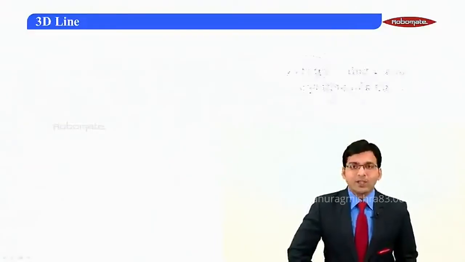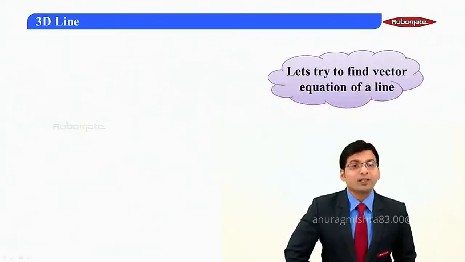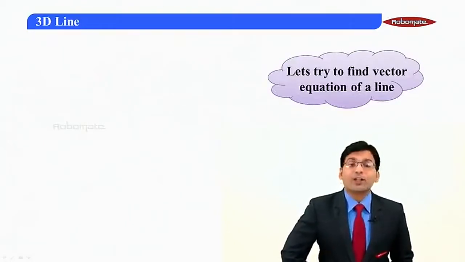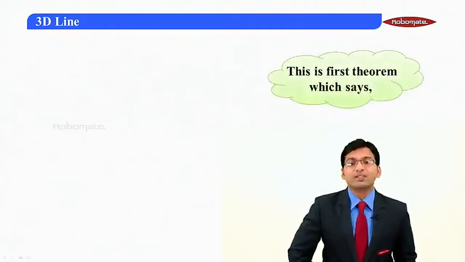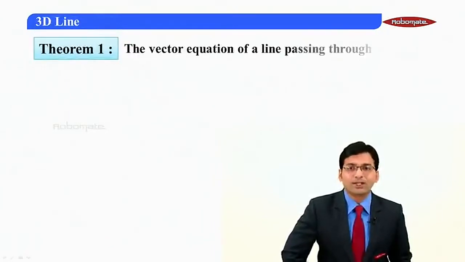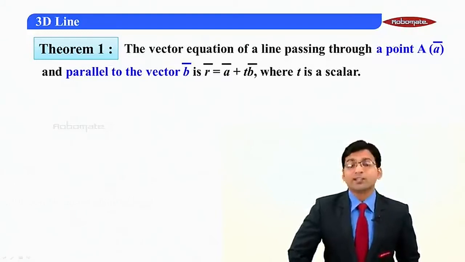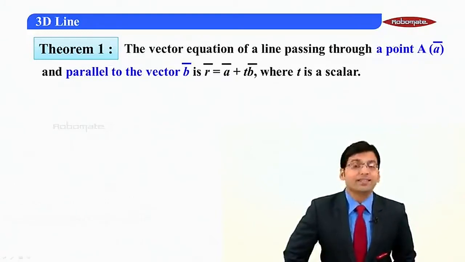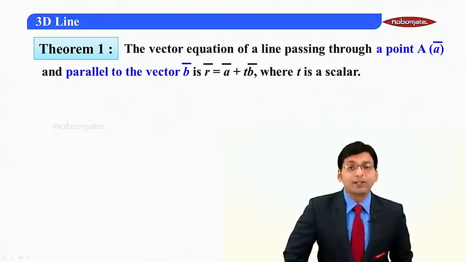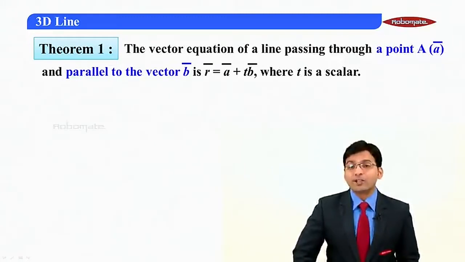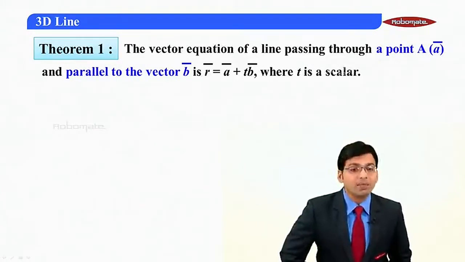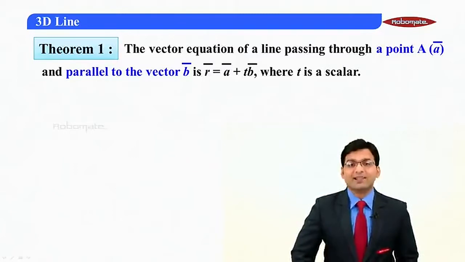Let us start. This is the first theorem, where we try to find the vector equation of a line. Let us see the statement of the theorem, students. The statement says the vector equation of a line passing through a point A, that is A bar, and parallel to vector B bar is R bar equals A bar plus t B bar, where t is a scalar.